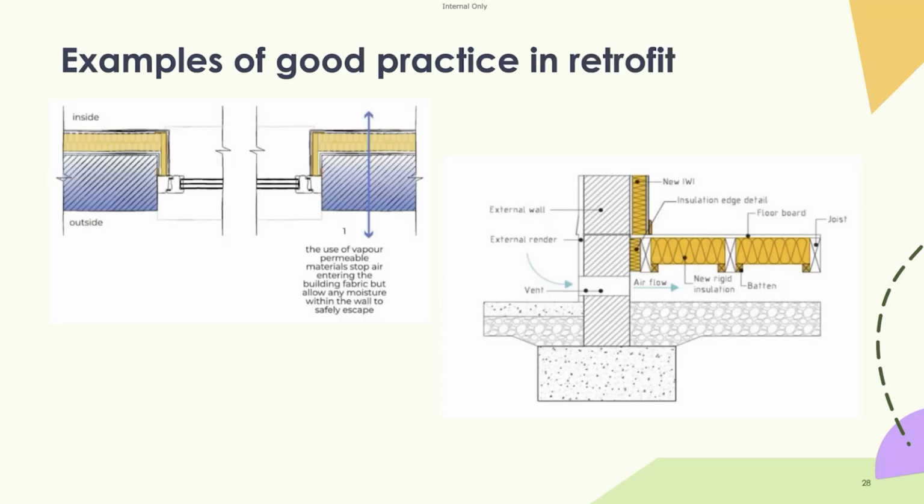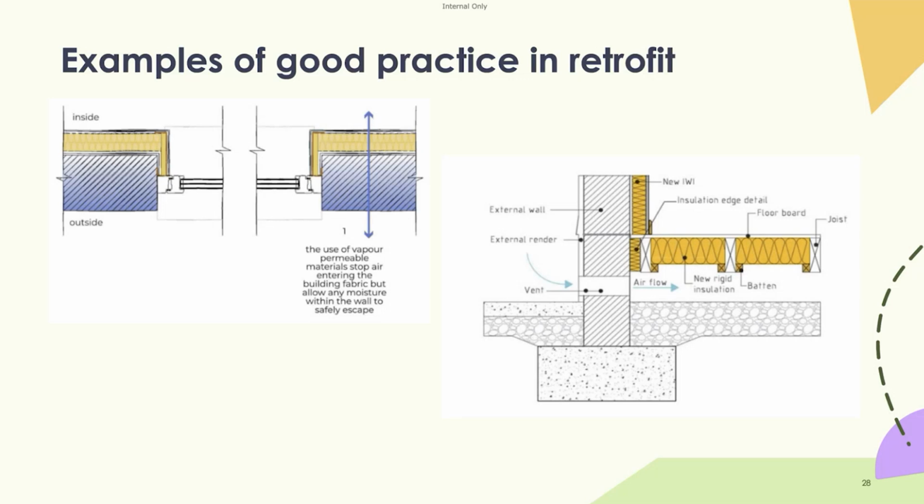So we've got some examples here of good practice in retrofit in terms of reducing cold bridging. So you can see the image here on the left-hand side. That is a plan view of a window detail, and you can see this wall particularly has internal wall insulation, and rather than just stop at the window reveal, you continue that insulation around the reveal and abut it against the window frame. So that's a really good way of continuing that insulation line right to the weak point, which will have been that junction between the window and the wall. And you can see here they've used a vapor permeable material to stop air entering the building fabric, but also allow moisture within the wall to safely escape.